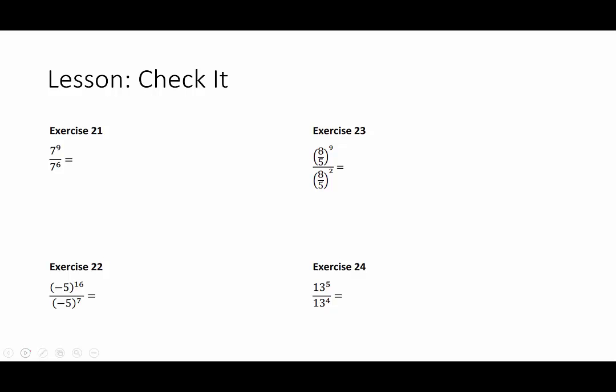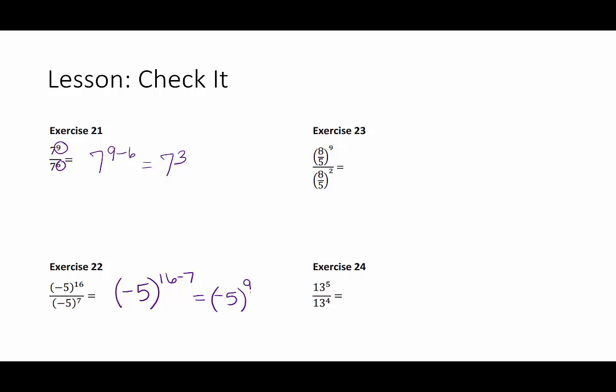Now that you've finished those, let's go ahead and check them. So we're going to have 7 to the 9th power minus 6, which is going to be 7 to the 3rd power. We're going to subtract top minus bottom. Okay, on 22, we're going to remember to put the negative base inside the parentheses, and then we have 16 minus 7, which is negative 5 inside the parentheses to the 9th power.